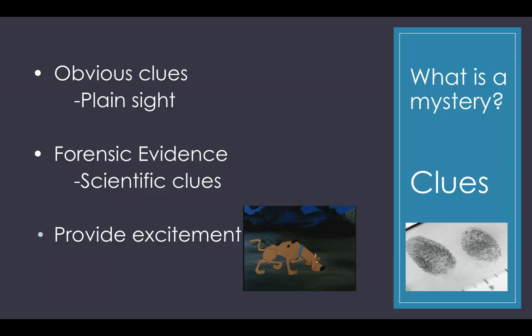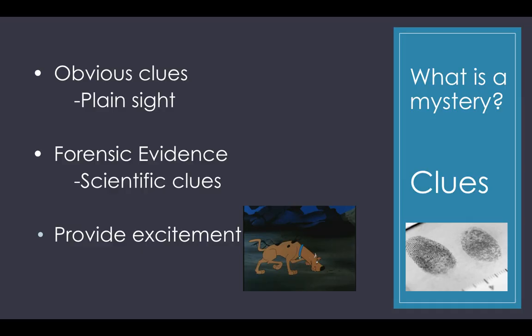The third thing is clues that make a mystery. You have to have clues. There's not a ton to say about this aspect of mysteries. The clue leads us to the truth at the end of the mystery. We have a couple different categories of clues. You have obvious ones. This is plain sight. Say one of the suspects is always wearing a red scarf. Somebody finds a red scarf at the scene of the crime. That's an obvious clue. It's plain sight.